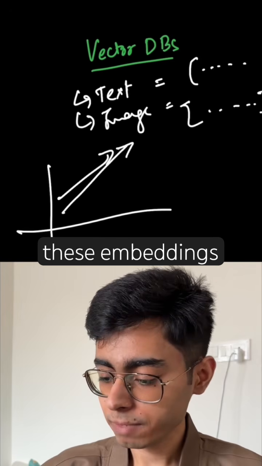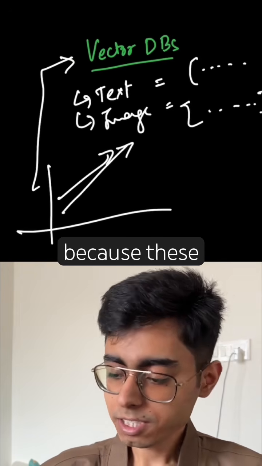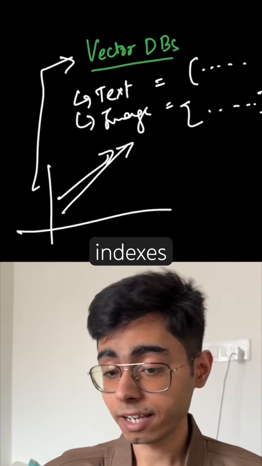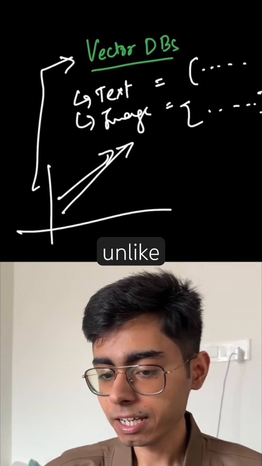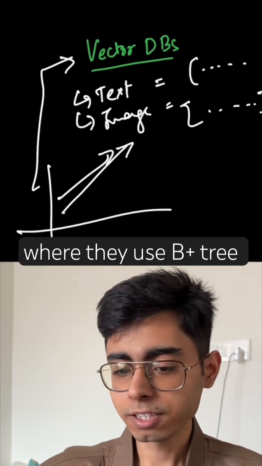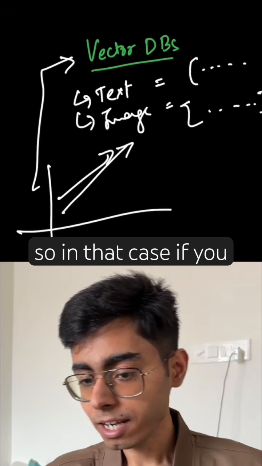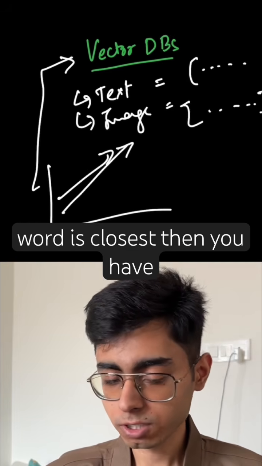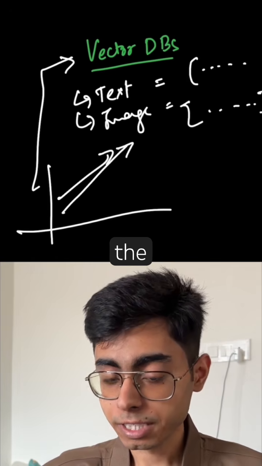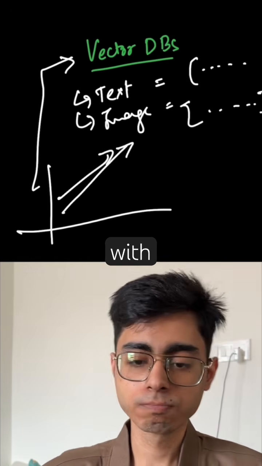For storing these embeddings, you need vector databases, because these databases use specialized indexes like HNSW, unlike normal SQL or NoSQL databases, where they use B plus tree or hash. So in that case, if you want to find out which word is closer, then you have to find the distance between every row with all the other rows.